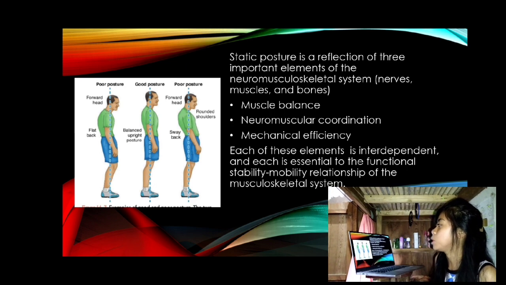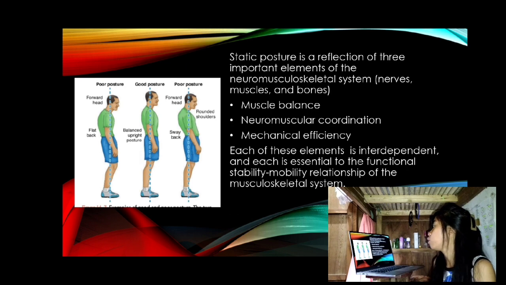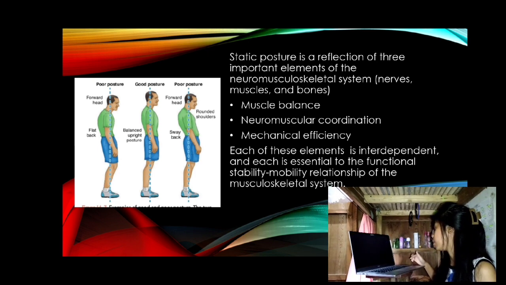So, as you can see in the picture, there is poor posture if you have a forward head and flat back. Poor posture also includes a forward head, rounded shoulders, and sway back. If you have a good posture, you have a balanced upright posture. To further explain about this, let's hear from Go.